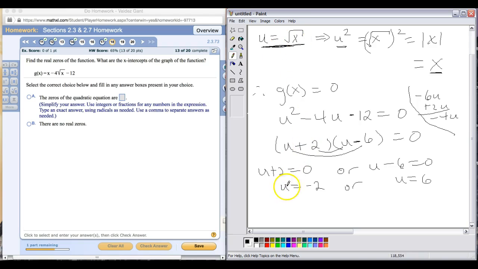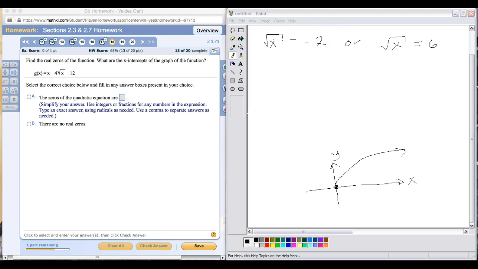And u in this case was square root of x. So we're going to say square root of x is equal to minus 2, or square root of x is equal to 6. And so now what we need to do is solve these two equations. And when we solve them, we're going to take into account what the graph of the function square root of x looks like in order to properly solve for these. So I'll clear some space for us to go ahead and continue on with this problem here.